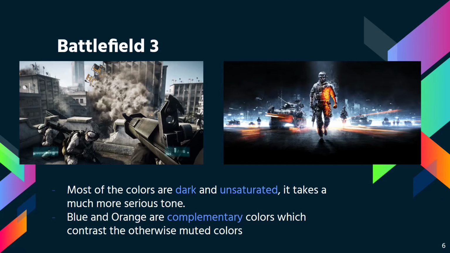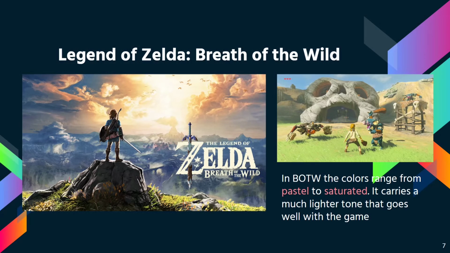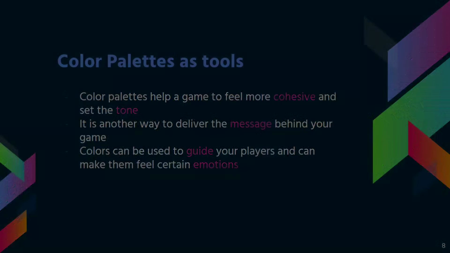In Battlefield 3, a lot of the colors are dark and unsaturated, which kind of goes along with its serious tone since it's all warfare. And then the orange and the blue are complementary colors, which contrast well with the otherwise muted tones. And then in Legend of Zelda: Breath of the Wild, a lot of the colors are either really saturated or very pastel, and it carries a much lighter tone, and it goes well with the game.